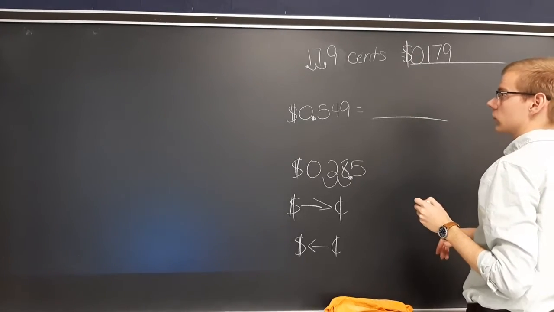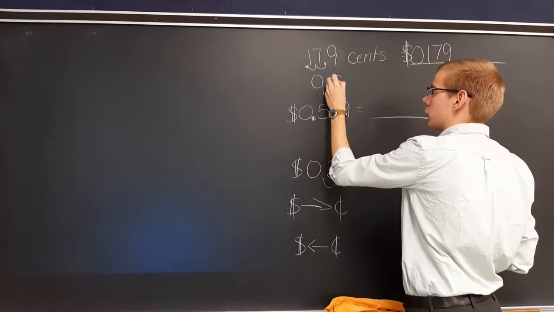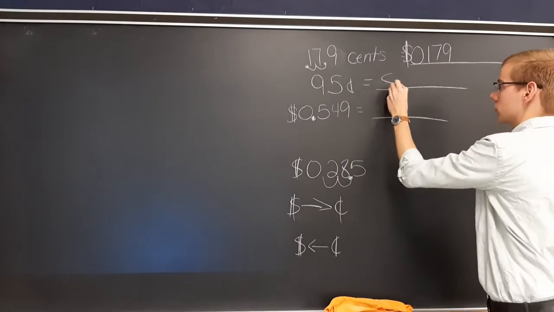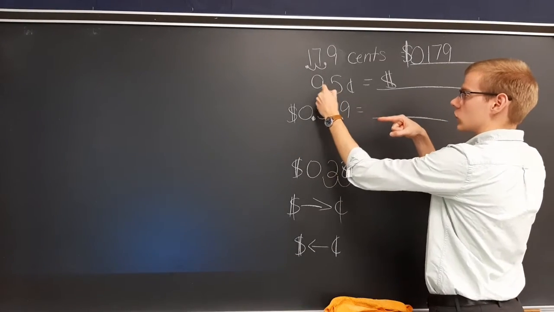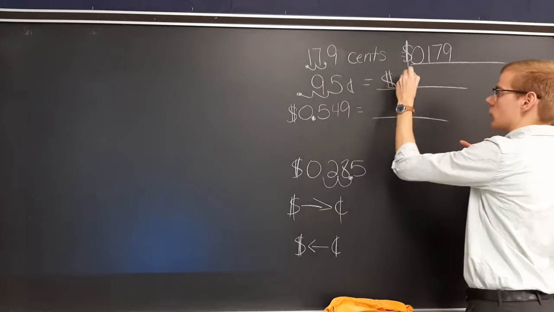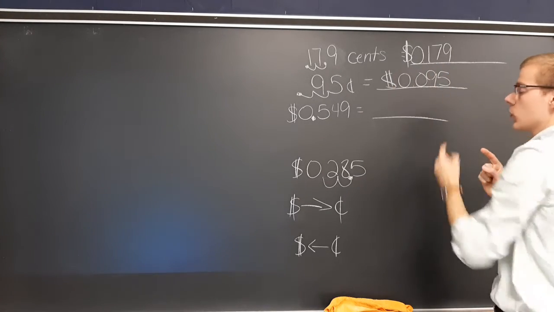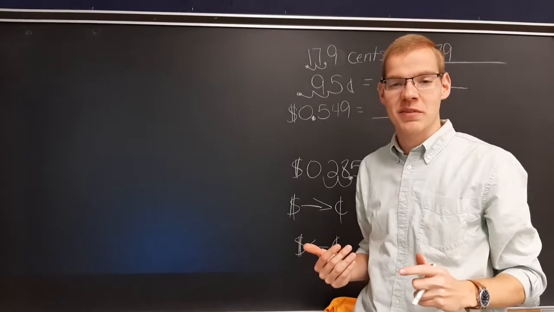Let's give another random example here. 9.5 cents. Change this to dollars. Cents to dollars, you move it that way twice. So it'd be $0.095. We have 3 numbers, therefore we are in our thousandths place.